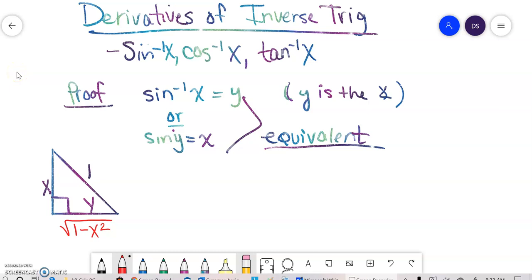Hi guys, I thought I would start teaching you a couple of the topics that we skipped in regular calculus that we will absolutely need for BC Calc. And the first topic is derivatives of inverse trig functions.